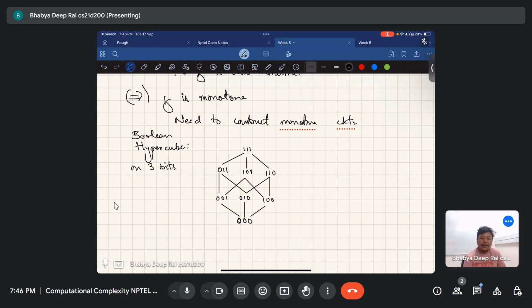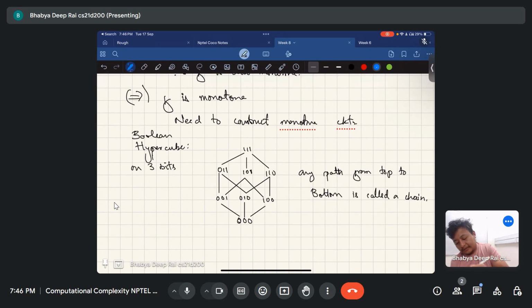Now any path from top to bottom is called a chain. For example, this is a chain. This is a chain.